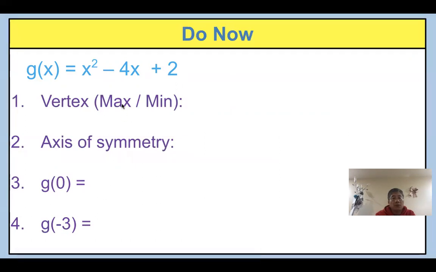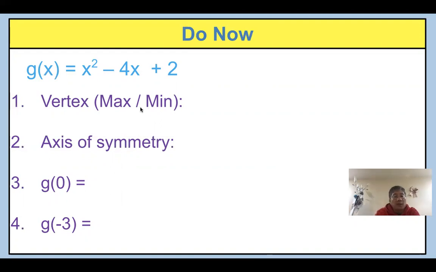You should determine if the vertex is a maximum or minimum. It is either one; it cannot be both. Okay, can you do it? Okay, let's do it together.